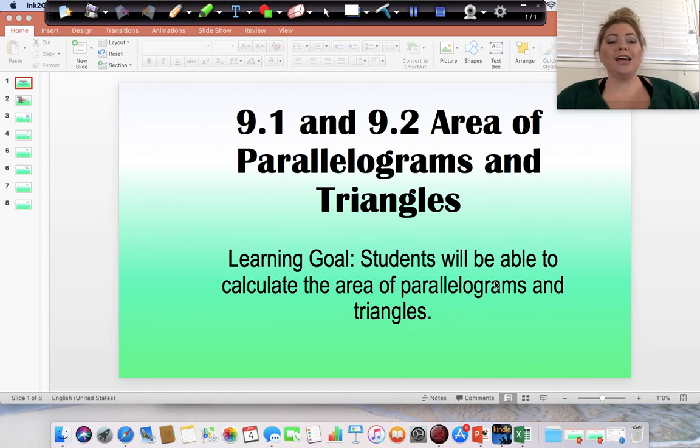Today we are doing Chapter 9, Lesson 1 and Chapter 9, Lesson 2, Area of Parallelograms and Triangles. Our learning goal is that students will be able to calculate the area of parallelograms and triangles. And you guys should be fantastic at these lessons because this is also a review. We've done this earlier this year.